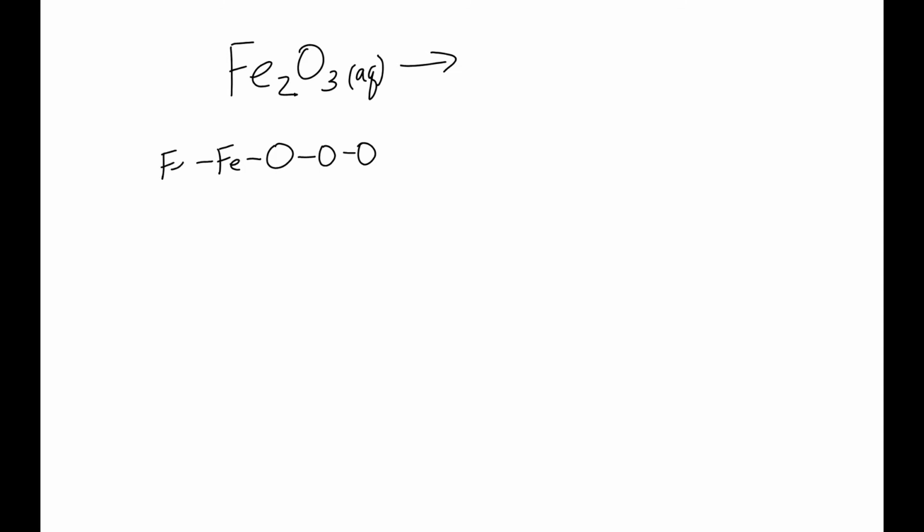Okay, so let's try Fe2O3, which is rust. So we're going to somehow dissolve that into water. Now, I'm going to draw a picture of it first. So I've got an O and an O and an O with an Fe and an Fe. Okay, so I've got two Fe's. Now, what about my charge?